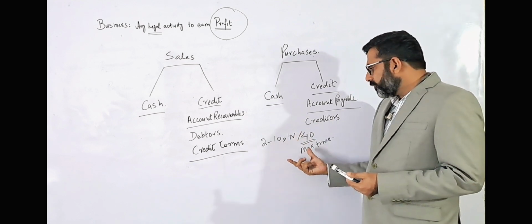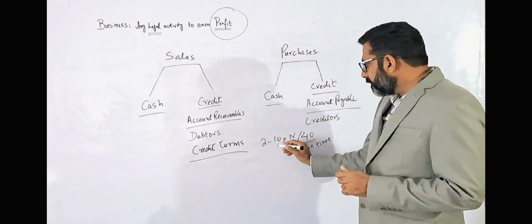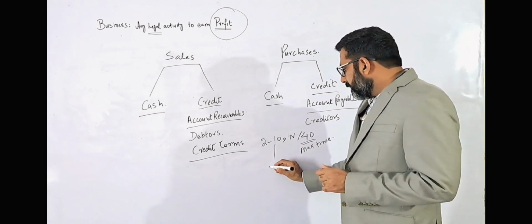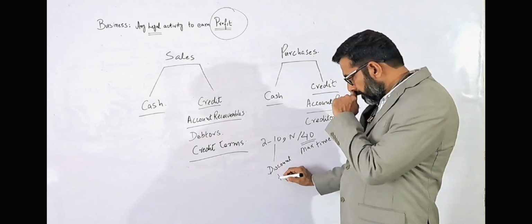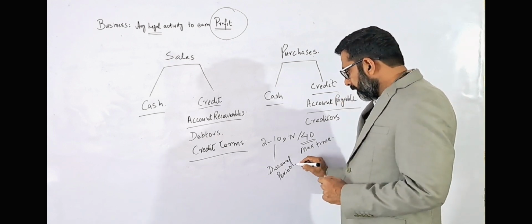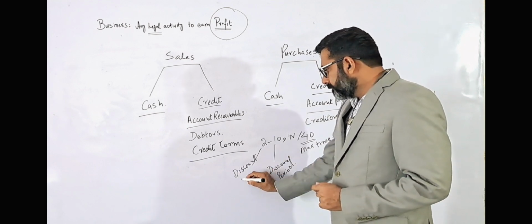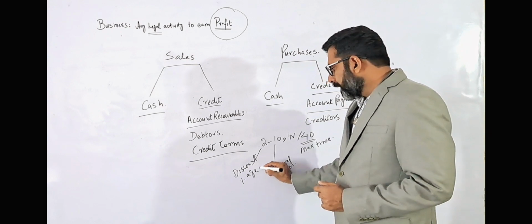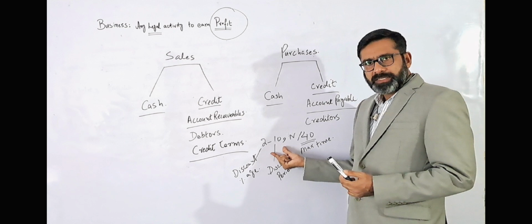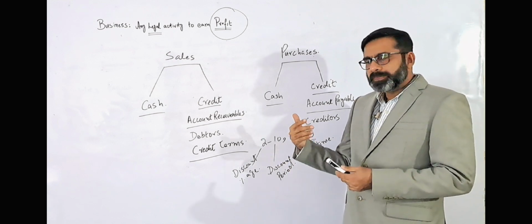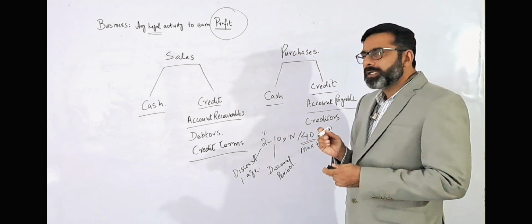So the customer will pay you maximum in 40 days, but you are giving him or her an offer. What is that offer? That is the discount period and the discount percentage. If the customer pays within the first 10 days after the sale, the customer will get a 2% discount.